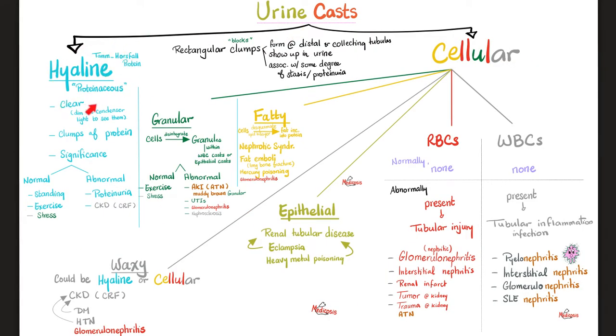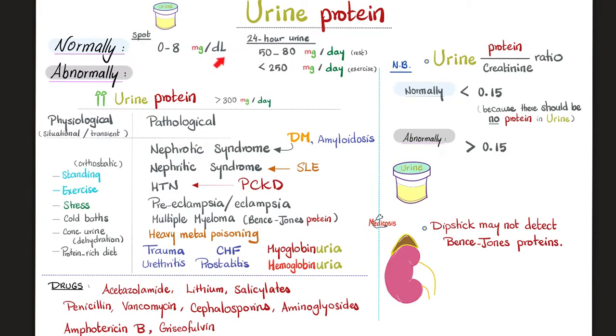Proteins in the urine can lead to the formation of hyaline casts mainly. That's why we call them proteinaceous casts. What's the name of that protein? The Tamm-Horsfall protein, which was discussed before in this labs playlist. We talked about urine protein before. Here is the normal on the spot urine test and on the 24-hour urine collection. And these are the causes of proteinuria. Don't forget diabetes, amyloidosis, lupus, multiple myeloma, heavy metal poisoning, myoglobinuria, and hemoglobinuria. And don't forget the drugs, namely antibiotics.